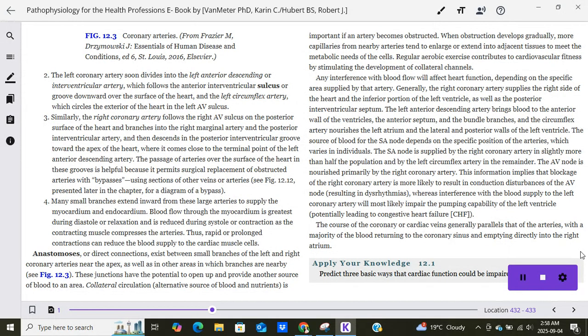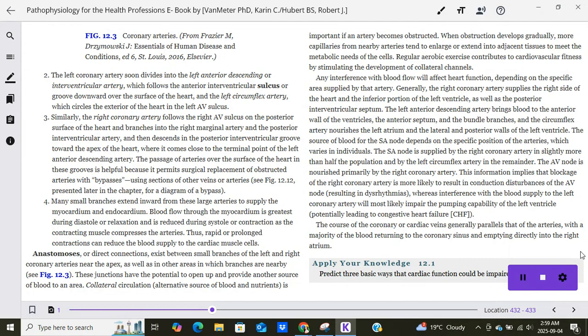Many small branches extend inward from these large arteries to supply the myocardium and endocardium. Blood flow through the myocardium is greatest during diastole, or relaxation, and is reduced during systole, or contraction, as the contracting muscle compresses the arteries. Thus, rapid or prolonged contractions can reduce the blood supply to the cardiac muscle cells.